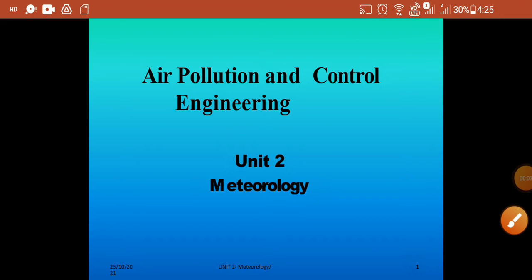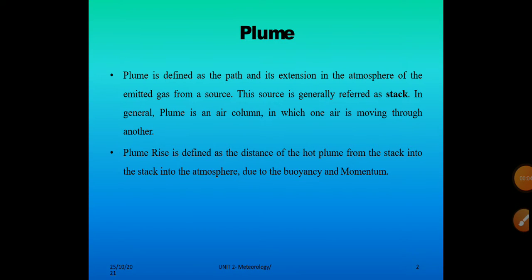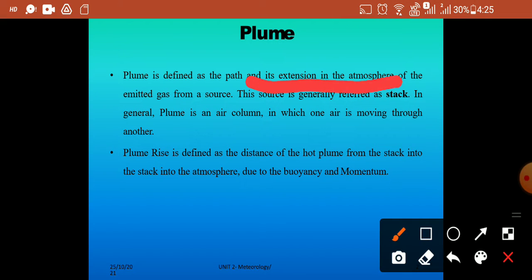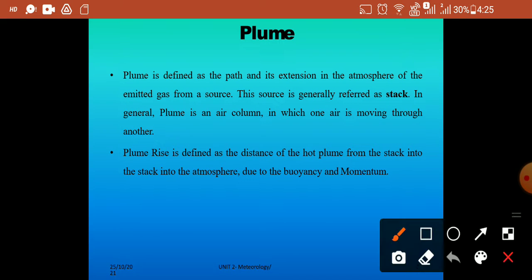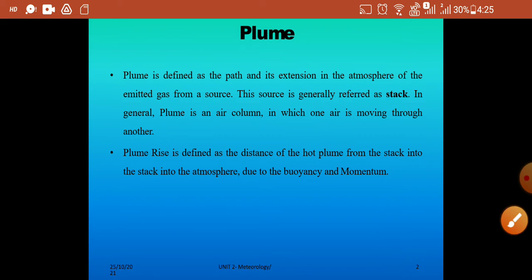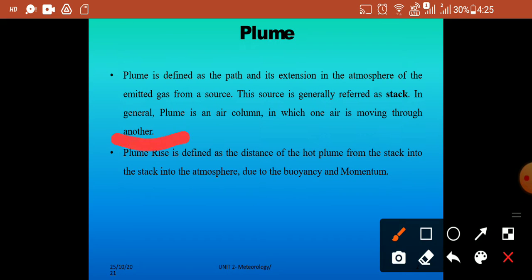Good morning, students. In this class, we are going to discuss plumes in meteorology. So, what is a plume? A plume is defined as the path and its extension in the atmosphere of the gas emitted from the source. This source is generally referred to as a stack. In general, a plume is an air column in which one air is moving through another. That is called a plume.